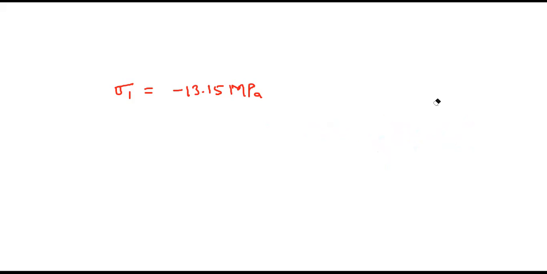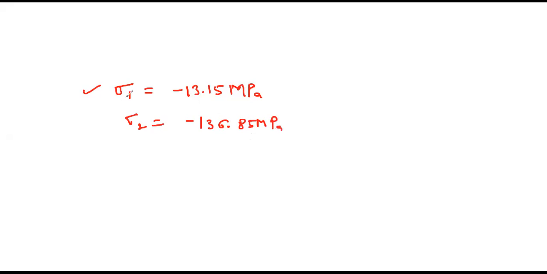So we'll go directly with the answer. Sigma 1 is minus 13.15 megapascal, that is the major principal stress, and the value of the minor principal stress sigma 2 is minus 136.85 megapascal.